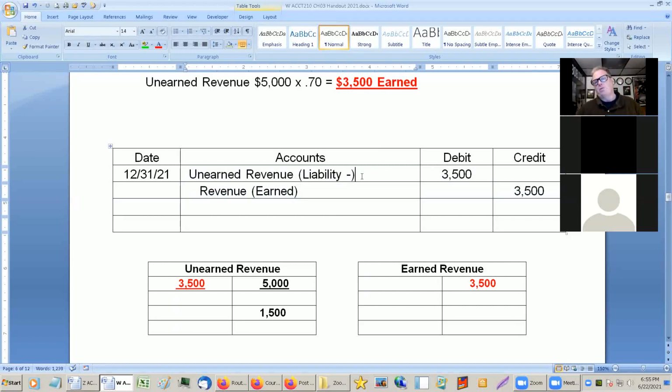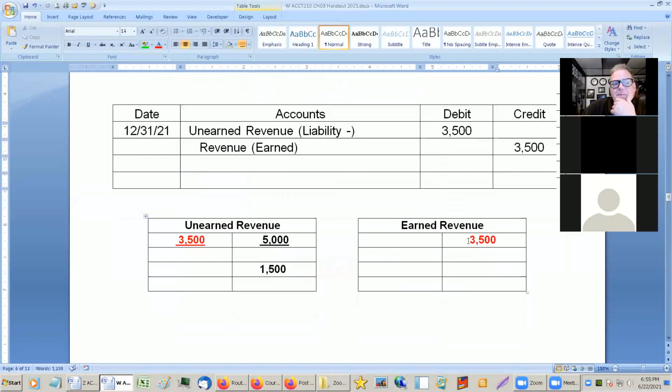How about liabilities? Would they be overstated or understated? If we didn't make this entry, they still have the 5,000 on the books, so they'd be overstated. So the revenues would be too high. Scratch it. The liabilities would be too high. The unearned revenue would be too high, and the revenues would be too low. Yeah.